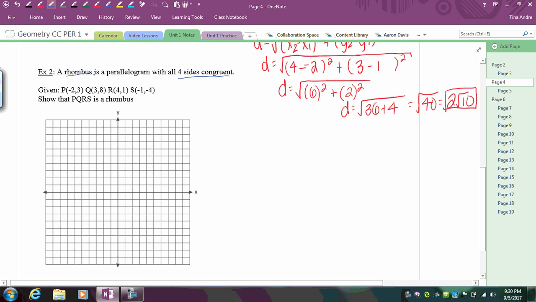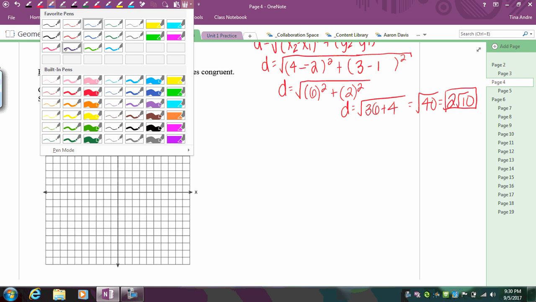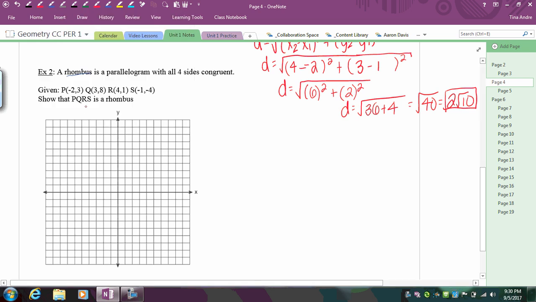So if we graph this first, it'll kind of show you that it looks like it has 4 equal sides. So let's go ahead and graph it. So we have -2, 3, so 1, 2, 3. When you graph, it's very important that you're labeling your points. Otherwise, it's going to be a nightmare. You're not going to know which coordinate goes with which point. So it's just really helpful to label them up front as you're doing this. So 1, 2, 3, 1, 2, 3, 4, 5, 6, 7, 8. There's Q. Ours 4, 1, 1, 2, 3, 4. And then -1, 1, 2, 3, 4.